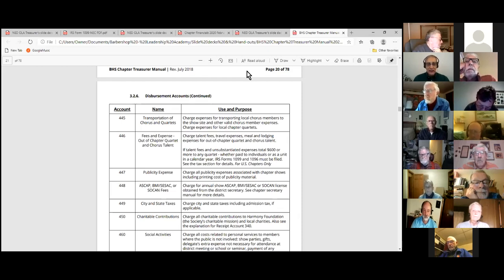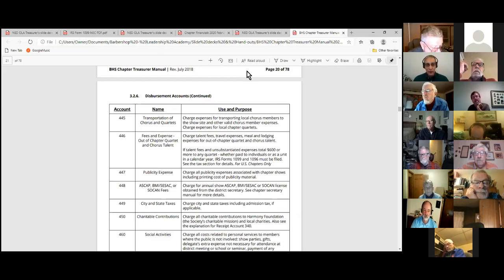When you pay any individual performer, and by individual performer I mean a quartet as a whole, a quartet is one thing, or your musical director, $600 or more in a year, you have to file forms 1099 and 1096 in January of the following year.